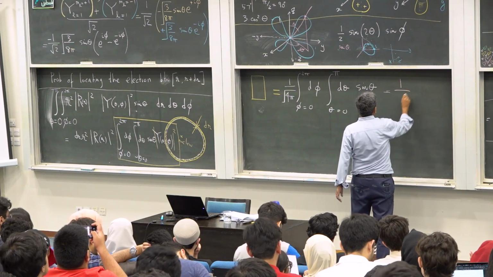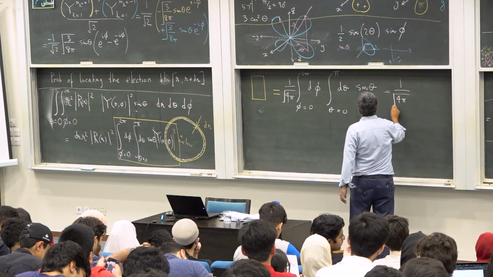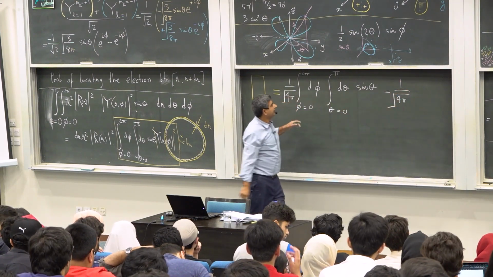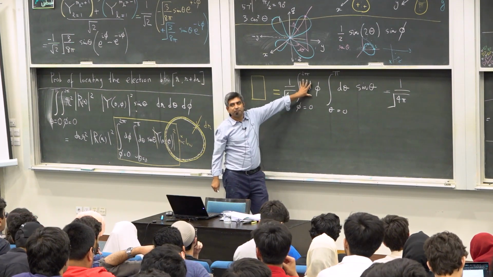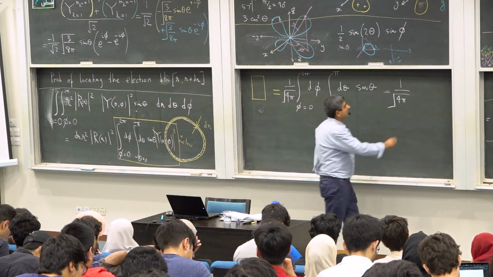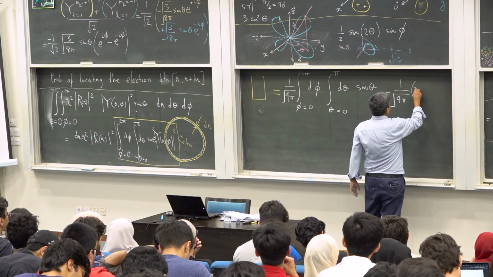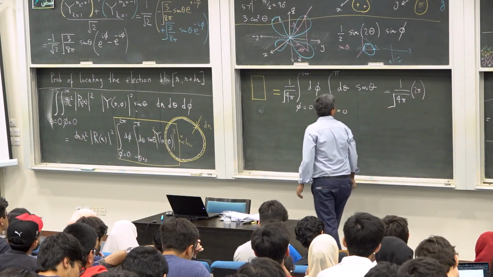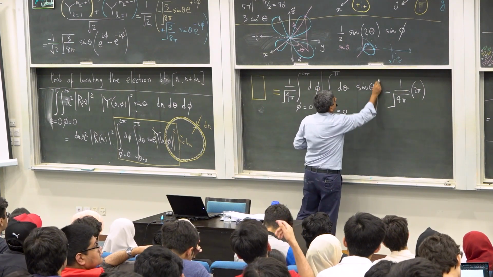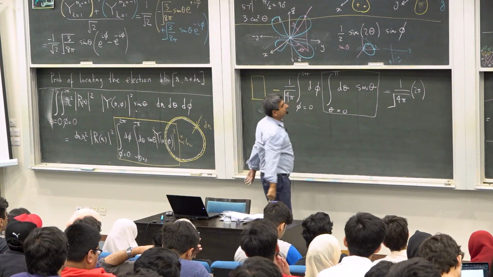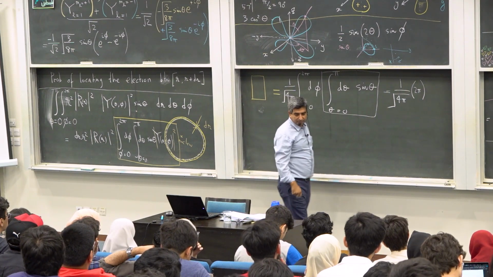so 1 over 4 pi, this doesn't have any theta in it, so it just has a phi. So what's the value of this integral? 2 pi. What's the value of this integral? Let's go, 1 over root 4 pi whole squared, sorry.